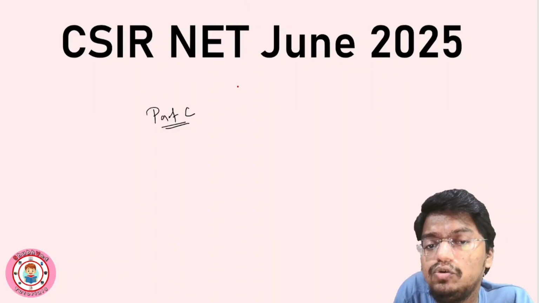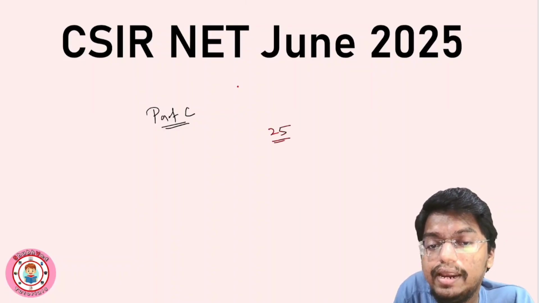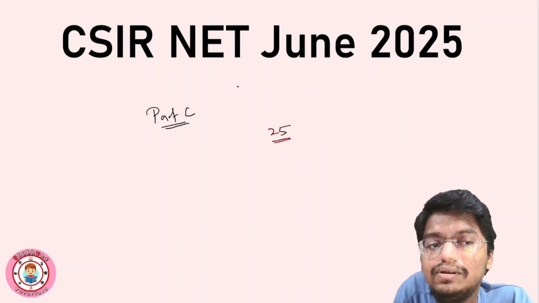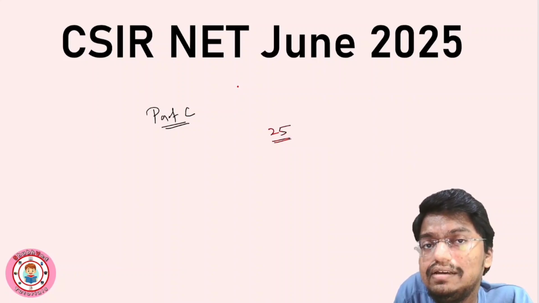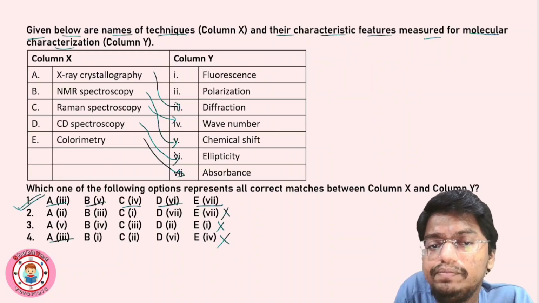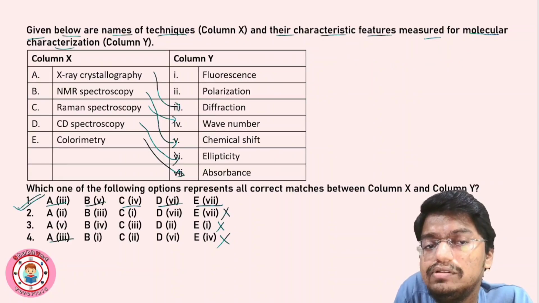So 25 questions we have solved, and in Part C we have to attempt 25. I have shown you questions from the content available on our channel and also, using some basic knowledge and information, you can answer like this. Okay, the answer came from just 2 options.